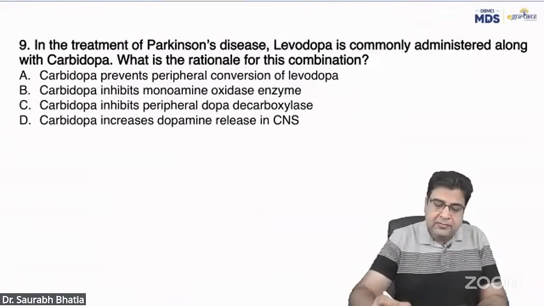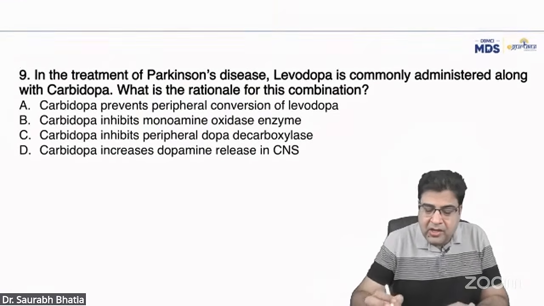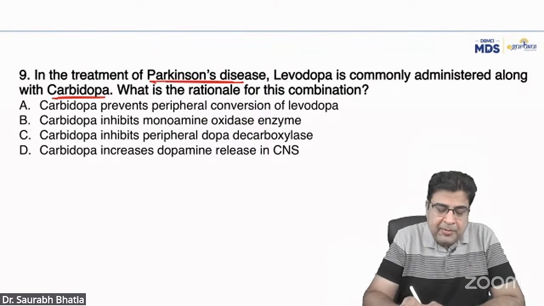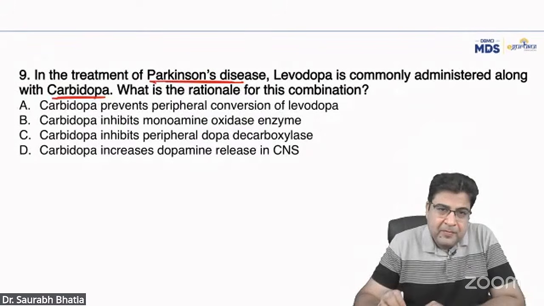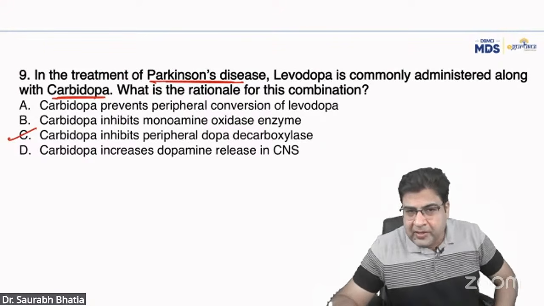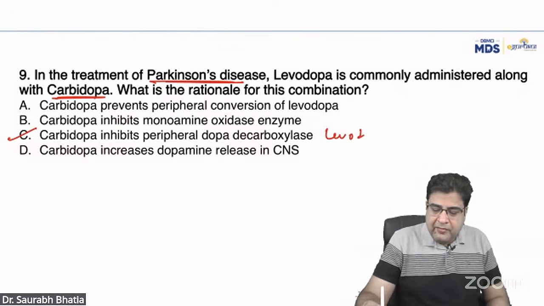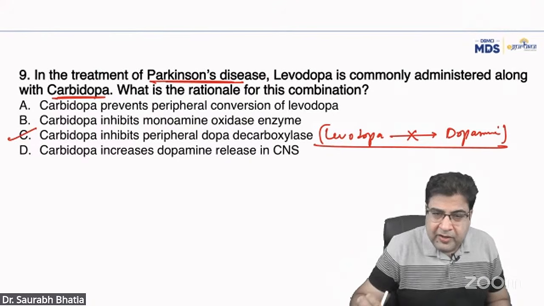So question number 9. Can you please let me know whether this question was actually asked or not? The question was based on Parkinson's disease, and they are asking why we use carbidopa. Was this question there or not? Can you please confirm? So what can carbidopa do? Carbidopa will inhibit the peripheral dopa decarboxylase enzyme, and by inhibiting it, levodopa cannot be converted to dopamine. So this will inhibit the peripheral conversion of levodopa to dopamine.